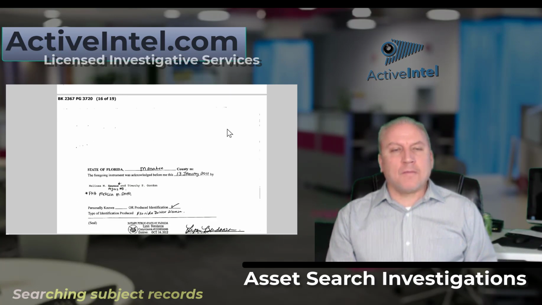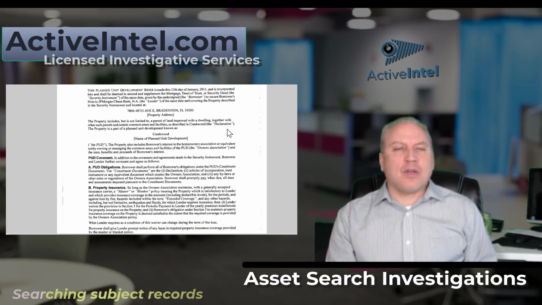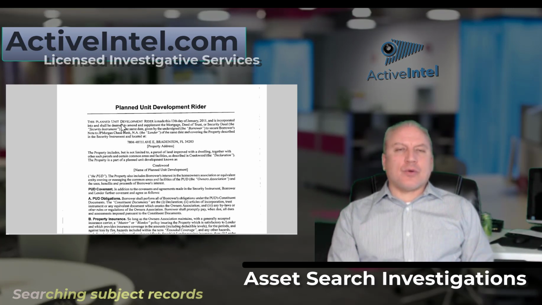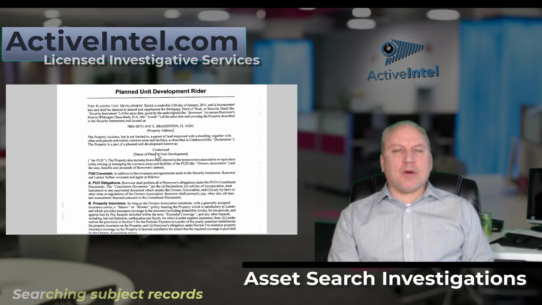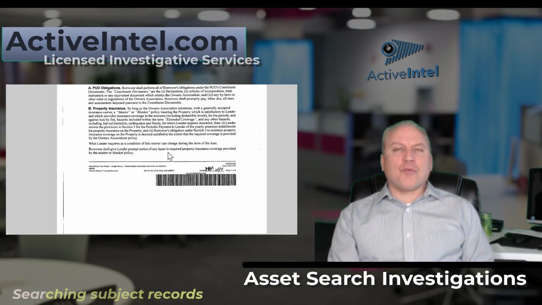It might be worth looking at. And then we scroll down to see what else is of interest. Okay, these are just addendums for the property. Well, how could that help you? Well, if this is a condo association, planned unit development is a condo, it'll give you the name of the development, Creekwood, and it's sometimes the contact information for the HOA.